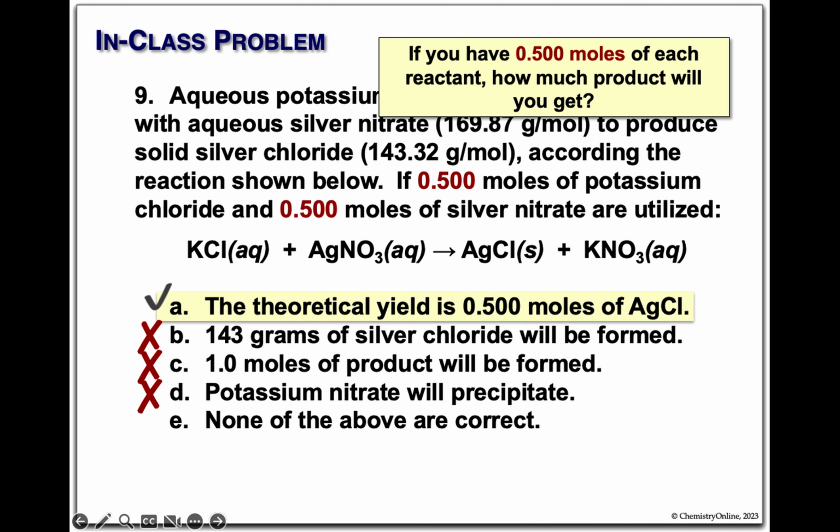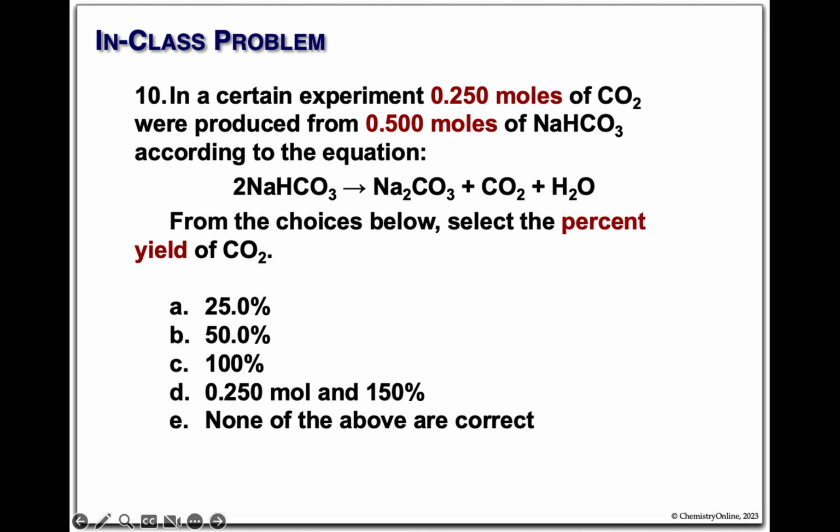All right, remember we did a lab where we took sodium hydrogen carbonate, heated it up. We made sodium carbonate, CO2, and water. And we calculated the yield, percent yield. In this particular question, we have 0.25 moles of CO2 that were formed, and we started with 0.5 moles of sodium hydrogen carbonate.